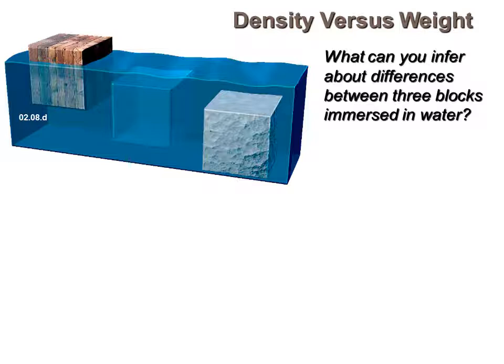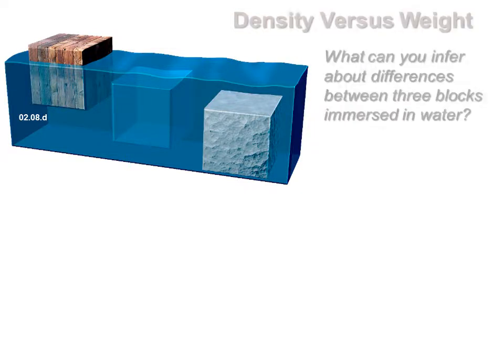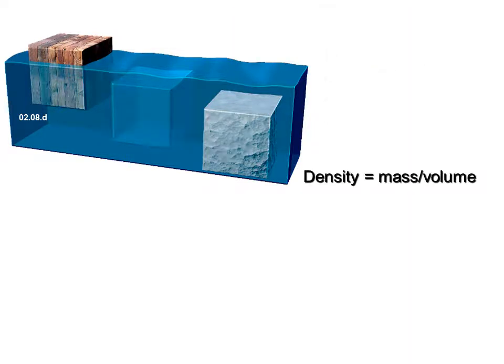What can you infer about the differences between the 3 blocks immersed in water? Okay, we've got one floating, one sort of hovering in the middle, and one that sinks to the bottom. Okay, so hopefully you'll notice that the least dense is the one that's floating on the left. The one in the middle probably has an equal density to the water, and the one on the right has the most density. It is more dense than the water, so it sinks down to the bottom.